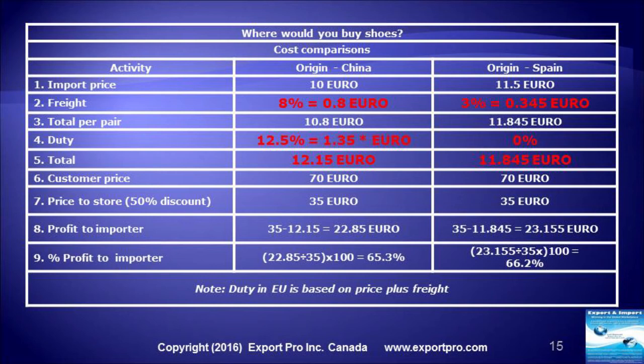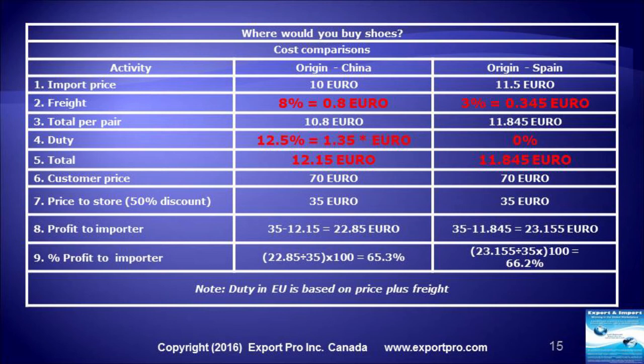The distance is shorter from Spain than China. The freight is only 3% compared with 8% from China. So the cost landed in Denmark is €12.15 from China, while it's €11.85 from Spain. It costs less from Spain despite a higher export price.